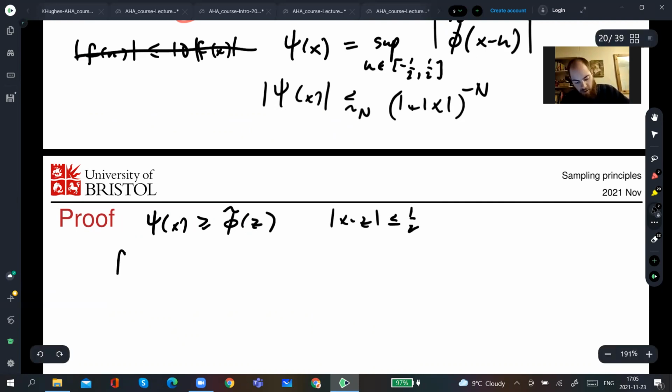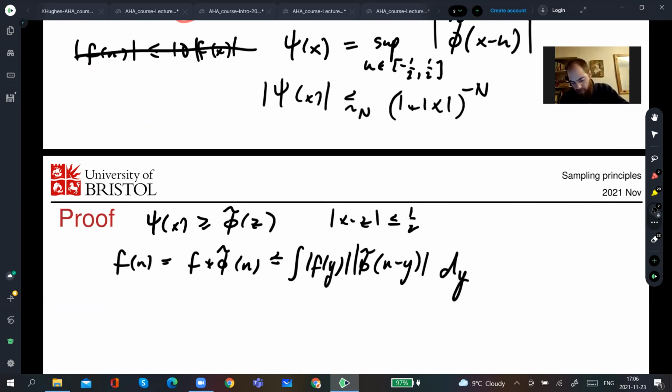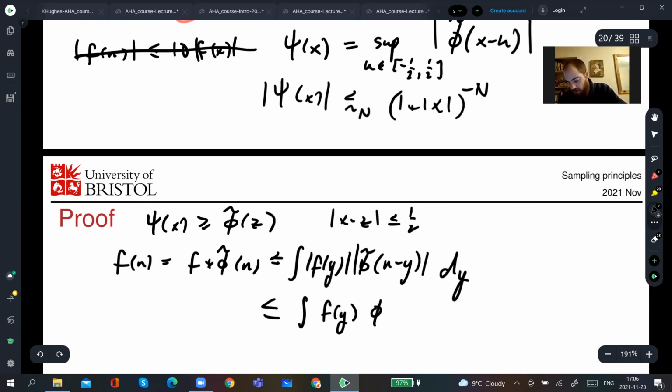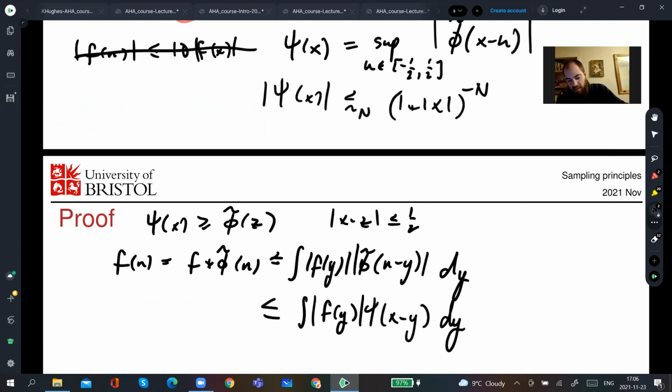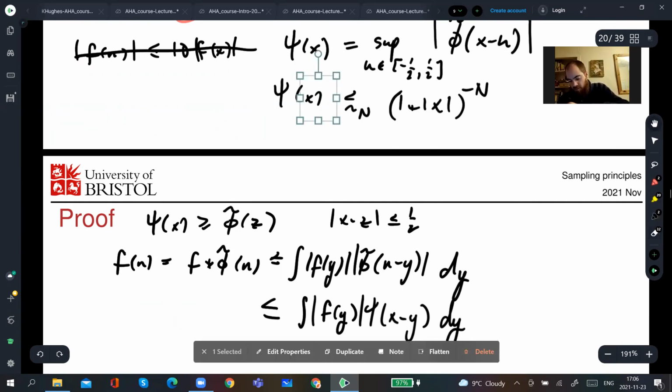So how can I use this? Well, I'm going to go back and write f of n as f convolved with phi tilde at n. And by convolution that is at most the integral of the absolute value of f of y times the Fourier transform phi tilde at n minus y, integrated with respect to y. But this turns out to be at most the integral of the absolute value of f of y times psi of x minus y dy. Psi is always non-negative, so this is a non-negative kernel inside here.